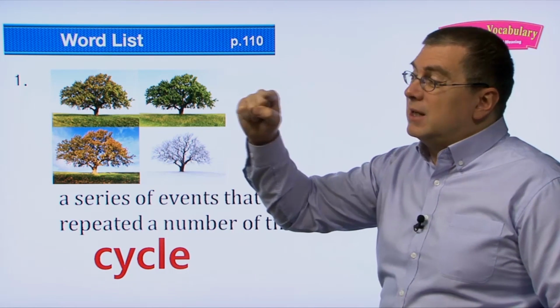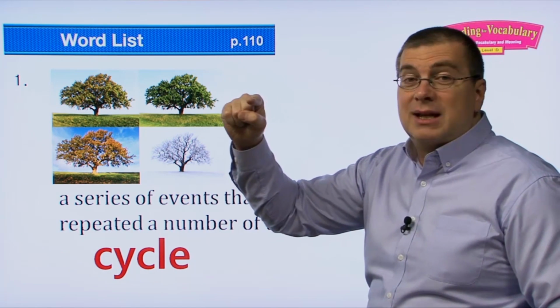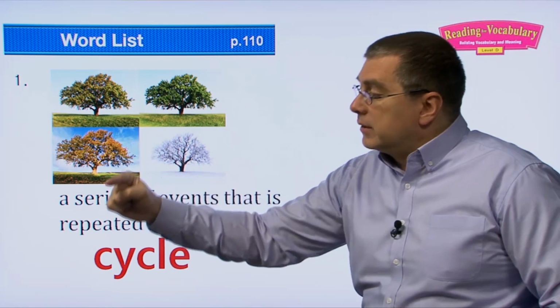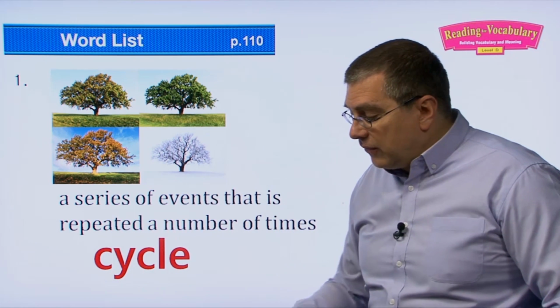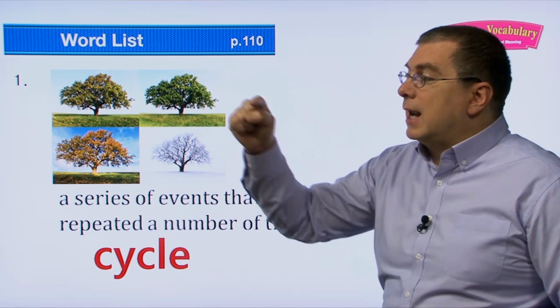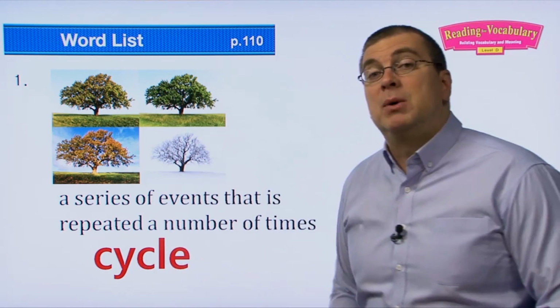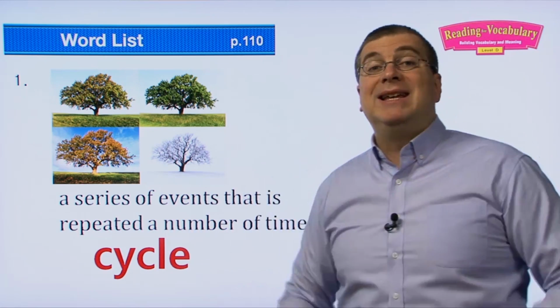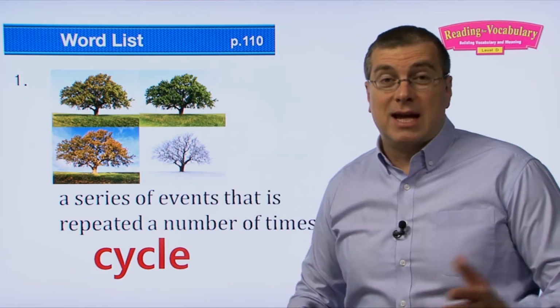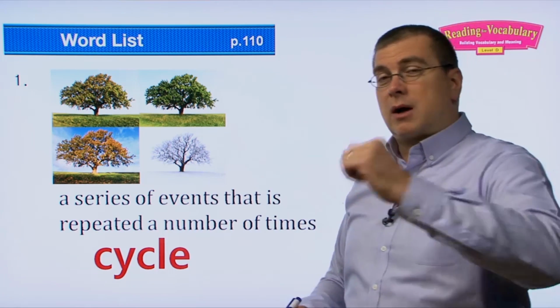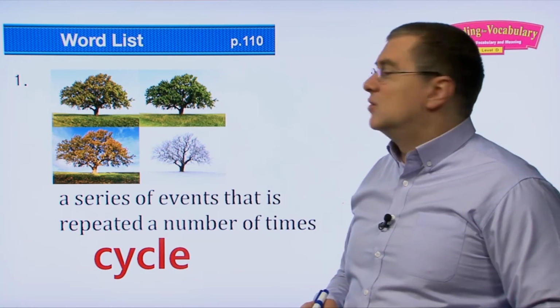So it goes around, right? It starts here, maybe in spring, goes around to summer, then to fall, then to winter, and it comes back to spring. So the seasons is a type of cycle, and there are many types of cycles in the world around us. We'll talk about one in the reading passage.